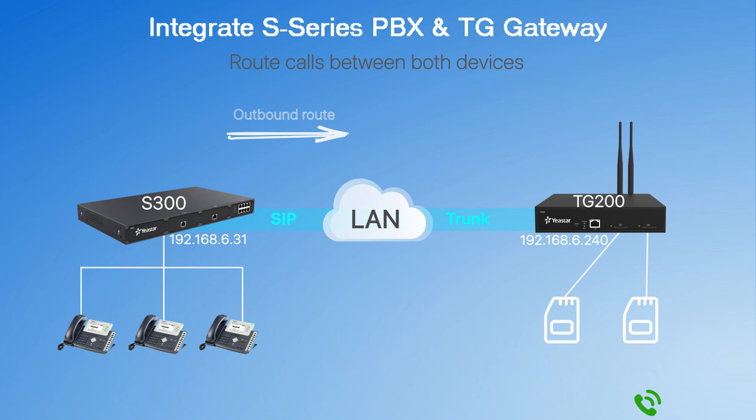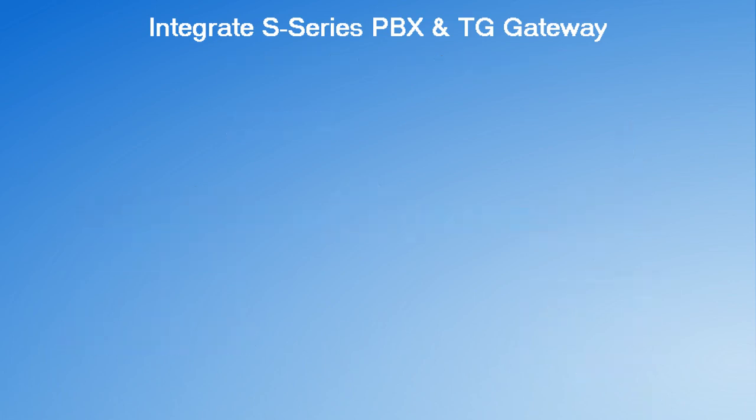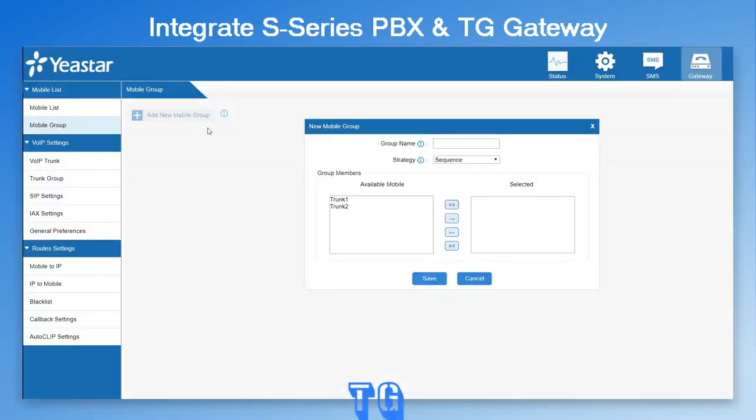Two SIM cards have been inserted in the TG gateway. Besides, we can put them into one group if we want to balance calls between our two mobile trunks, so that outgoing calls will be routed out through one of the trunks in this group. Create a mobile group, select these two trunks, and check the balance strategy so that the system will always choose the trunk which has been used least recently.